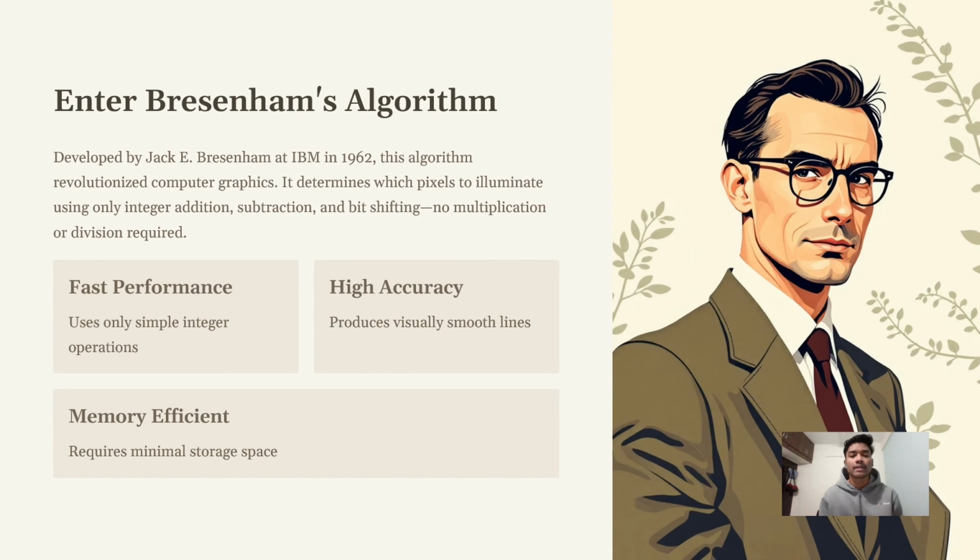This is where Bresenham's algorithm comes in. It was developed in 1962 by Jack Bresenham at IBM, and it changed computer graphics forever. What makes it special is that it draws lines using only basic operations like addition and subtraction, no heavy floating point calculations. Because of that, it runs extremely fast and gives us a smooth, accurate line with minimal processing.